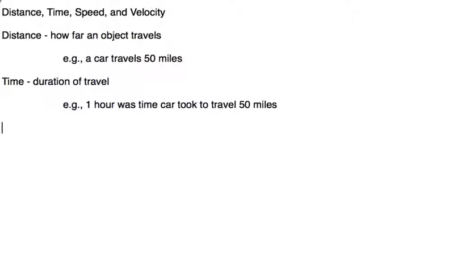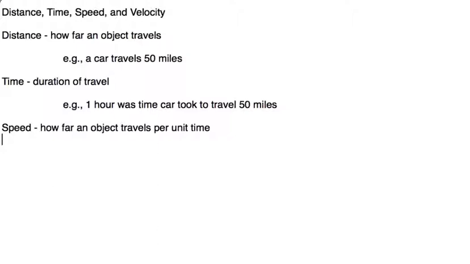Now, if we look at a duration of travel and we look back at our car example, we see that 1 hour was the time the car took to travel 50 miles. 50 miles is the distance. 1 hour is the duration. Hour is the time unit, and miles is the distance unit.